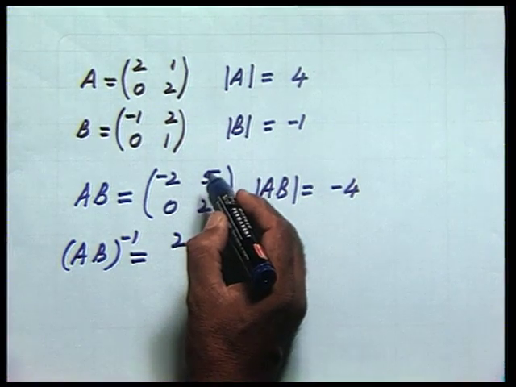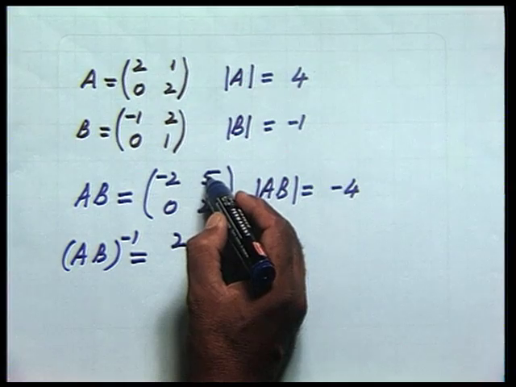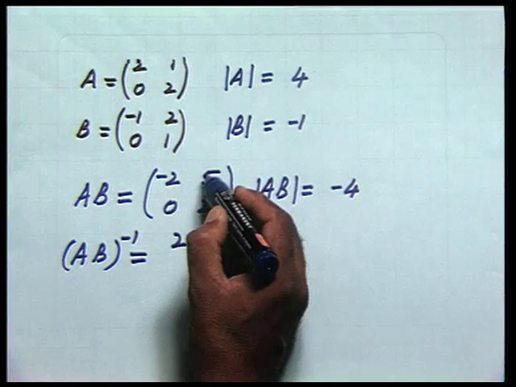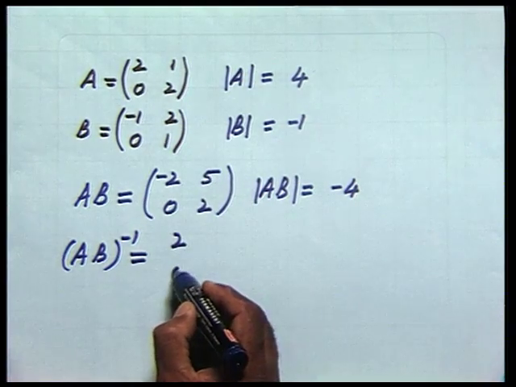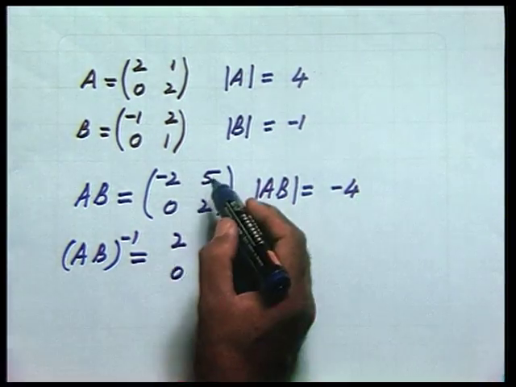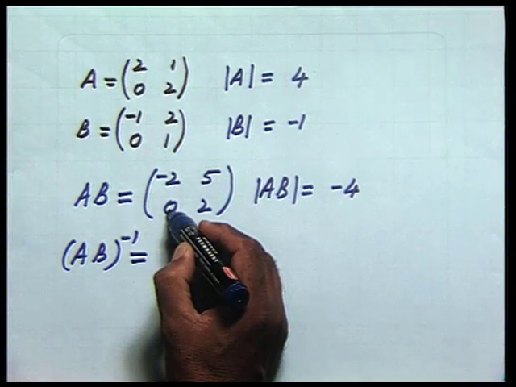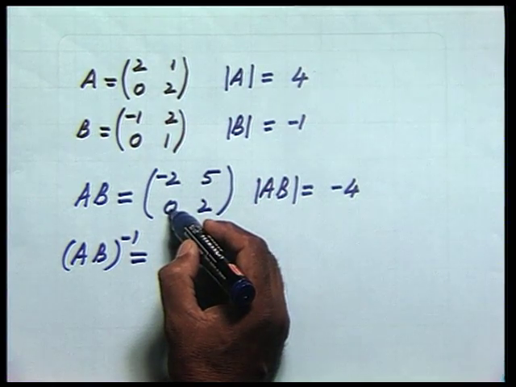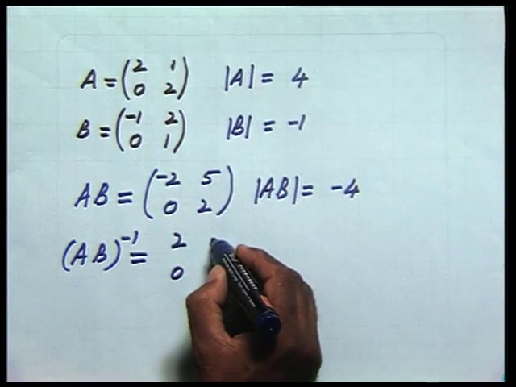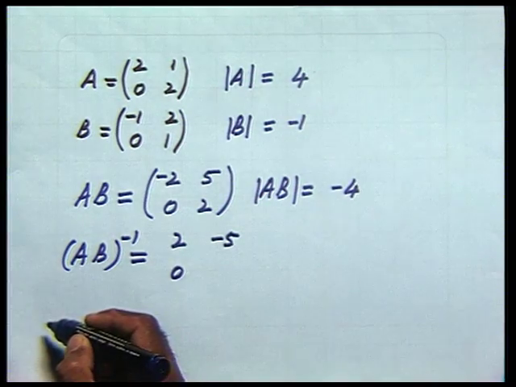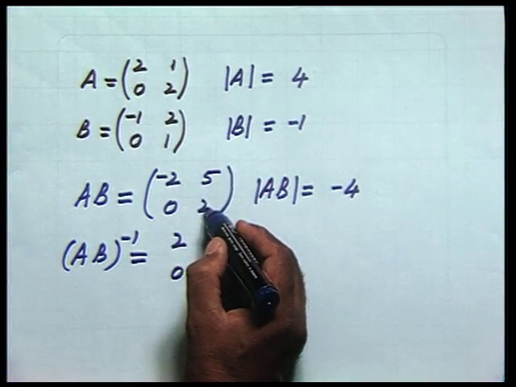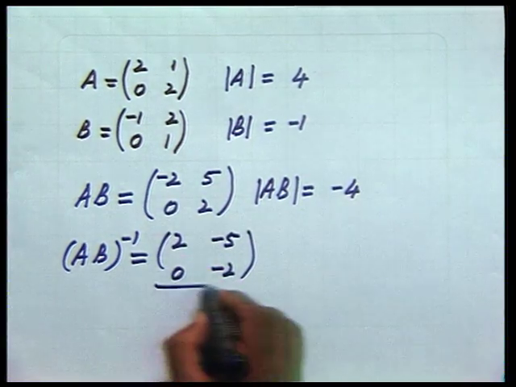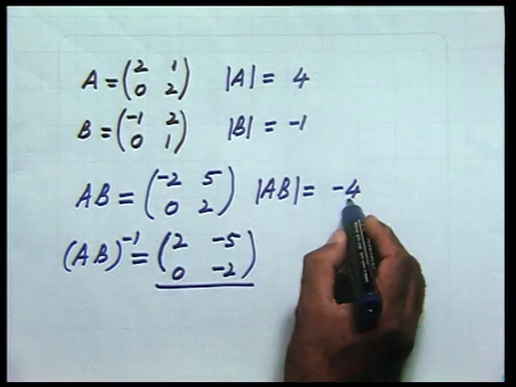Next, 5. Remember, the cofactor will be negative. Cofactor of 5 is 0, and in case of adjoint, the cofactor of this element goes down here. Then next, cofactor of 0, that is minus 5, because the cofactor is going to be negative in this case. So, minus 5 goes here. 2, cofactor of 2 is minus 2, we write down here. This is to be divided by what? Minus 4.